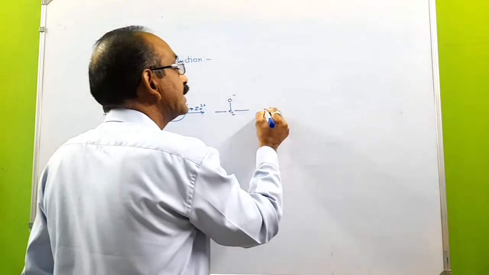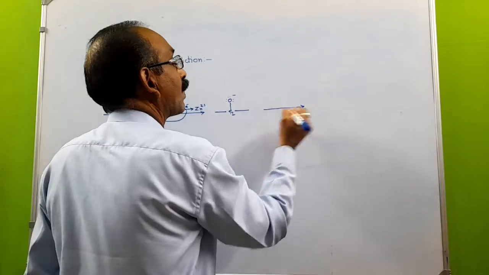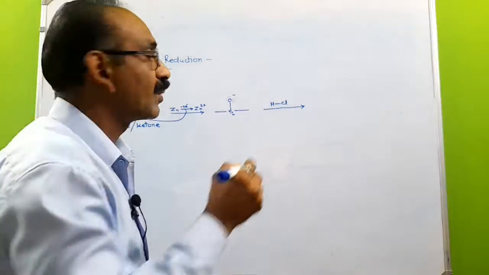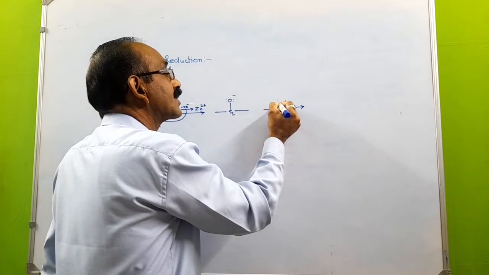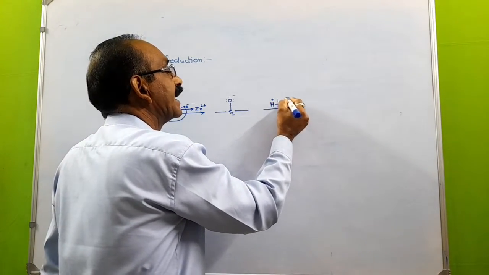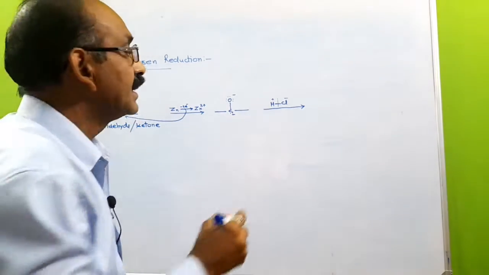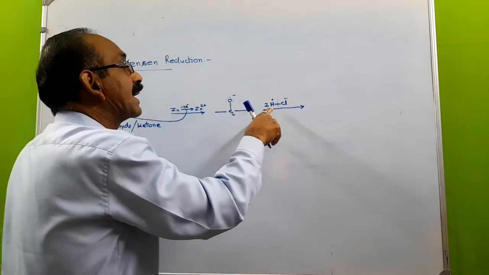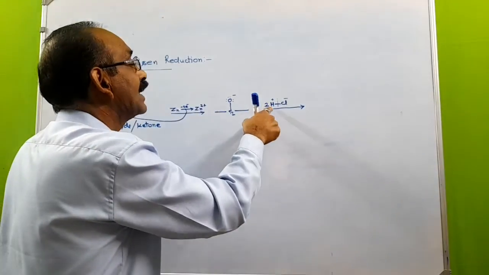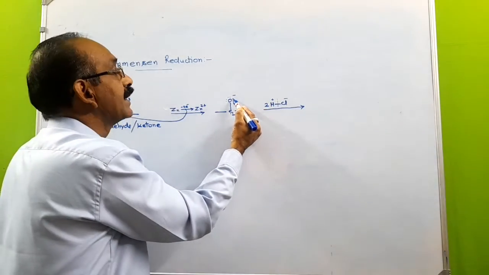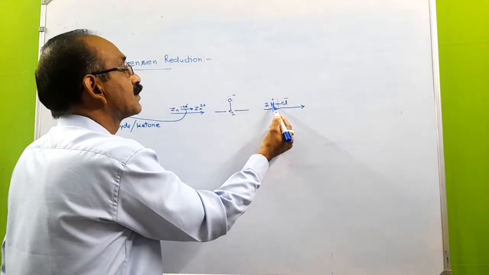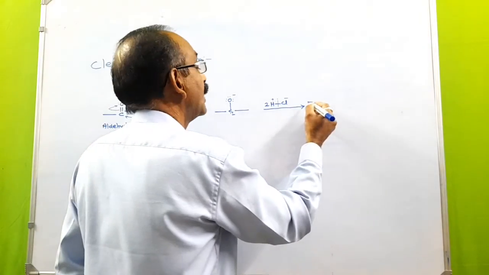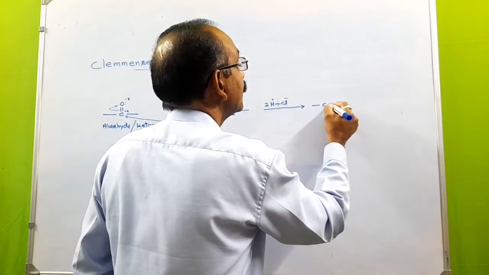Now here what happens? The HCl is taken. Now what will happen? HCl will dissociate, will form H plus ion and Cl minus ion. Two molecules of HCl are there, so we'll get 2 H plus ions. One H plus ion will form a bond with the negatively charged oxygen, while the other H plus ion forms a bond with the negatively charged carbon. And we will get here C.